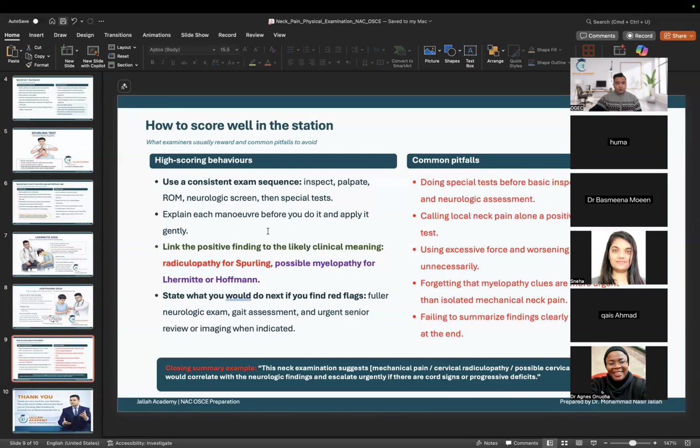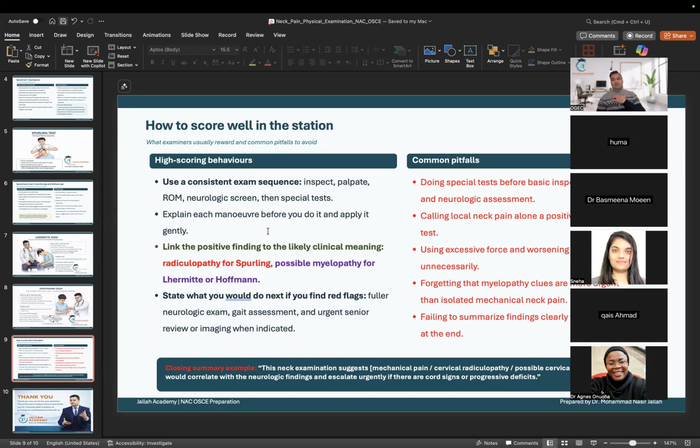Now, how to score well in the station? What examiners usually reward and common pitfalls to avoid? These are the things that secure us a lot of marks and the things we should avoid so as not to lose marks. Use a consistent exam sequence: inspect, palpate, range of motion, neurological screening, then special test. Again, if you're running out of time, switch the special test with neurological. Do the special test first, then at the end, do the neurological examination.